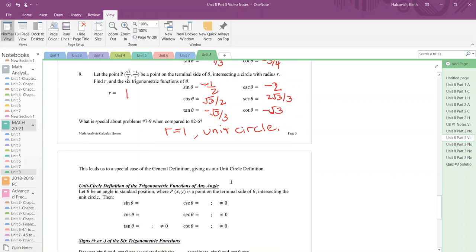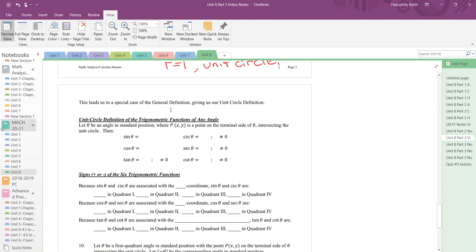So the unit circle is a special case of the general definition when r is equal to 1, because if r is equal to 1, then the sine is just y, the cosine is x, the tangent is still y over x, the cosecant is now 1 over y, the secant is 1 over x, and the cotangent is x over y. So remember, the unit circle is a special case of the general definition. All right, that's when r is 1.